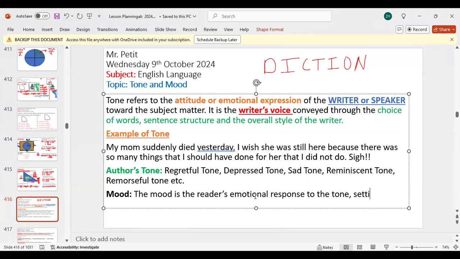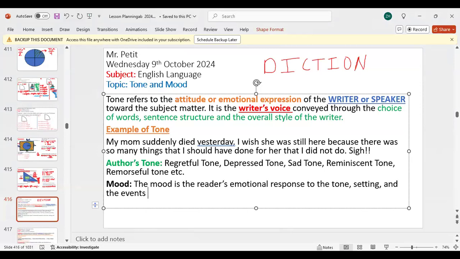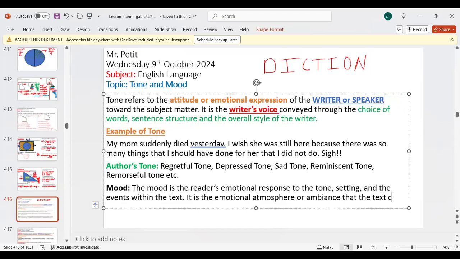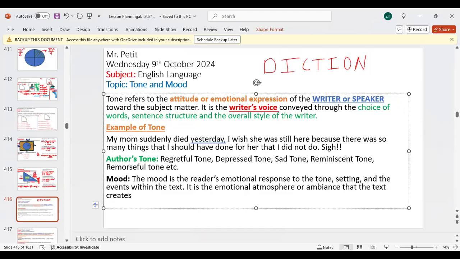setting and the events within the text. It is the emotional atmosphere or ambience that the text creates for the reader. So it's basically how the reader feels.